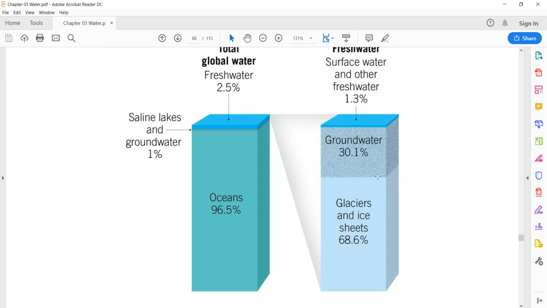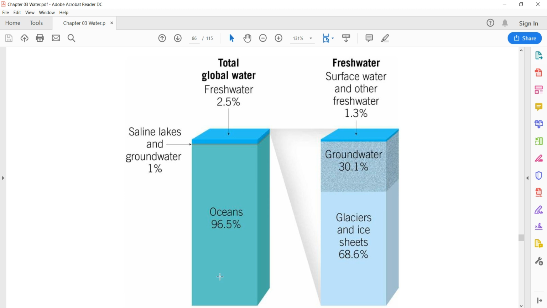Here is a very good schematic. It shows the importance of groundwater, why we need to preserve and protect it, and how it is a very useful natural resource. On the left side, this shows the total global water resource which is available to us on our planet Earth. 96.5% is in the ocean. So the majority of the water is saline water, not something we can use for industrial or domestic use, or for irrigation or any other need.